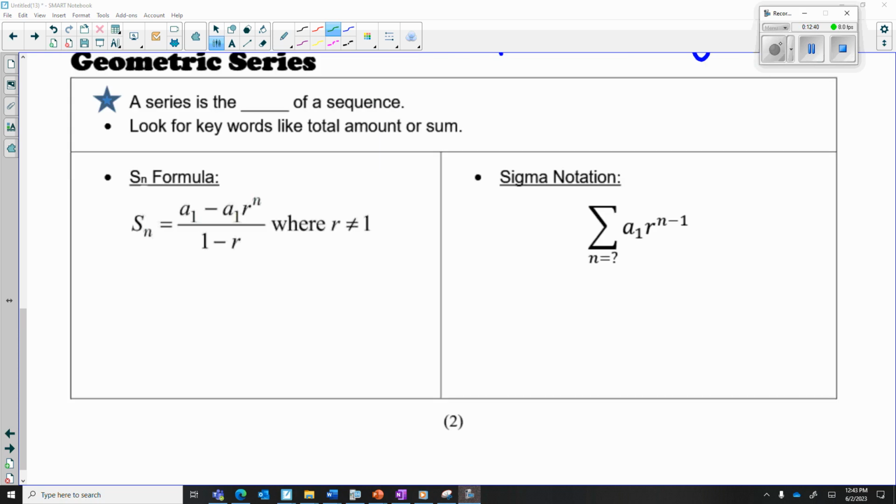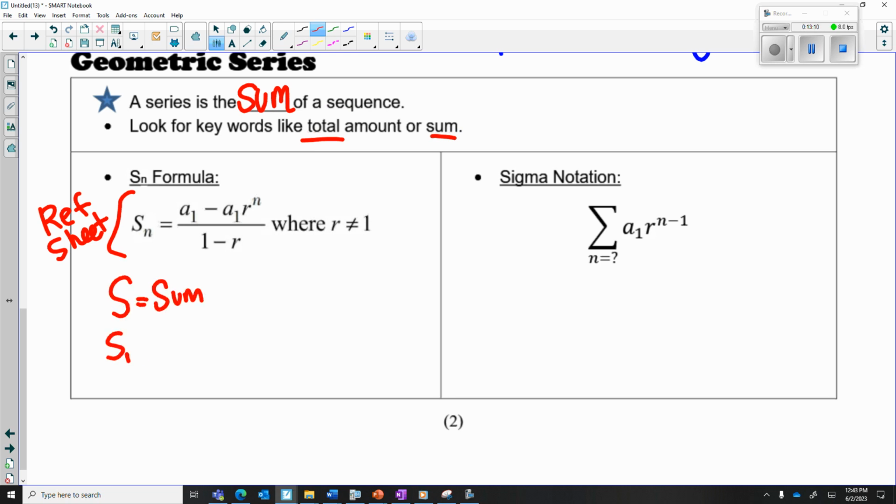So series is just the sum of the sequence. The sequence is the list of the terms that have a pattern, and then the series is we're going to add them all up and just get the sum or the total. So look for keywords that say total or sum, and that's going to tell you that you're doing the series formula, not the sequence. You're going to look on the reference sheet, and on the bottom right there is this geometric series formula, and it's right here. And notice there's that capital S. Capital S stands for the sum, and S sub n means the sum of n terms.